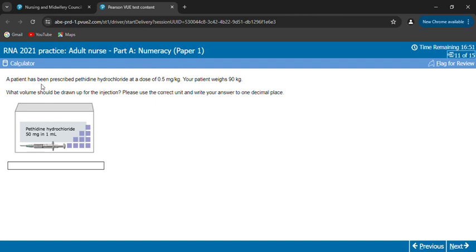A patient has been prescribed pethidine hydrochloride at a dose of 0.5 mg per kg. Your patient weight is 90 kg. Same thing again that we already did. What volume should be drawn up for the injection? Please use the correct unit and write your answer in 1 decimal place. Same thing again. So how do we do that?